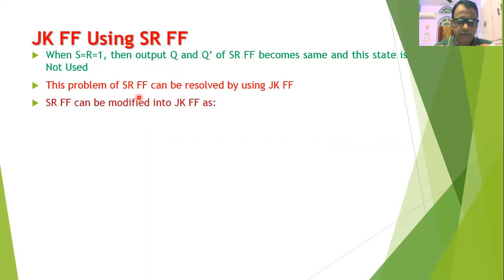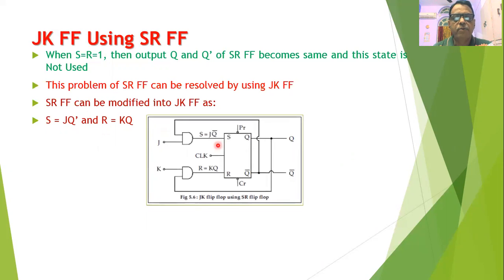So it is possible to modify the SR flip-flop into a JK flip-flop by using the connections S is equal to J Q bar and R is equal to K Q. As shown in this diagram, suppose I have been given an SR flip-flop, then I will need two more AND gates. The first AND gate will have the input J and another input Q bar, and its output J Q bar will be connected to the S input of the SR flip-flop. Another AND gate will have the input K and its other input will be Q, and its output K Q will be connected to the R input of the SR flip-flop.